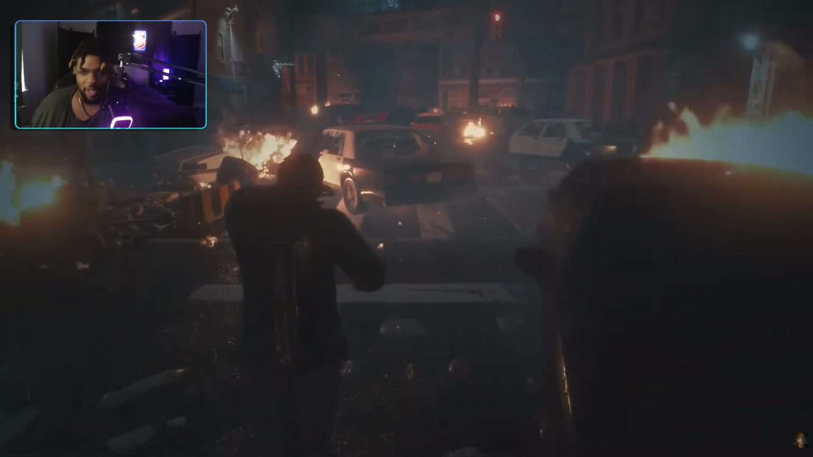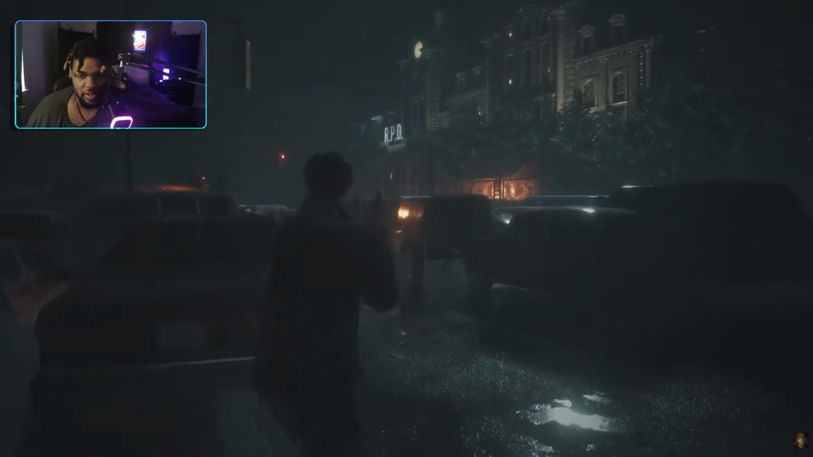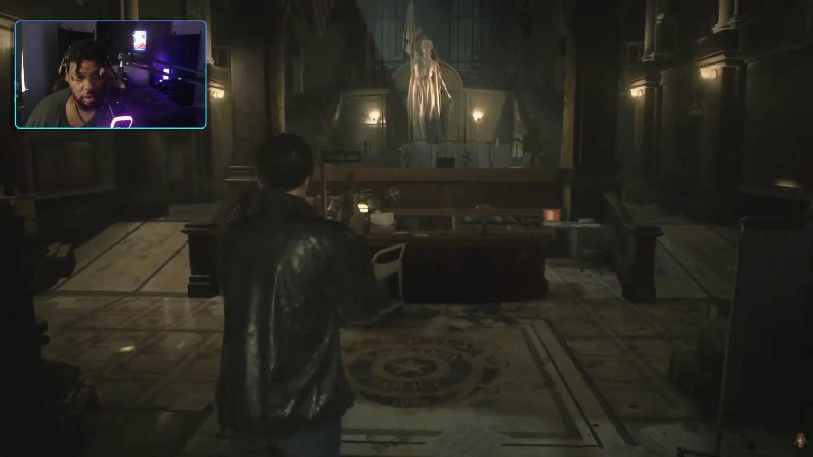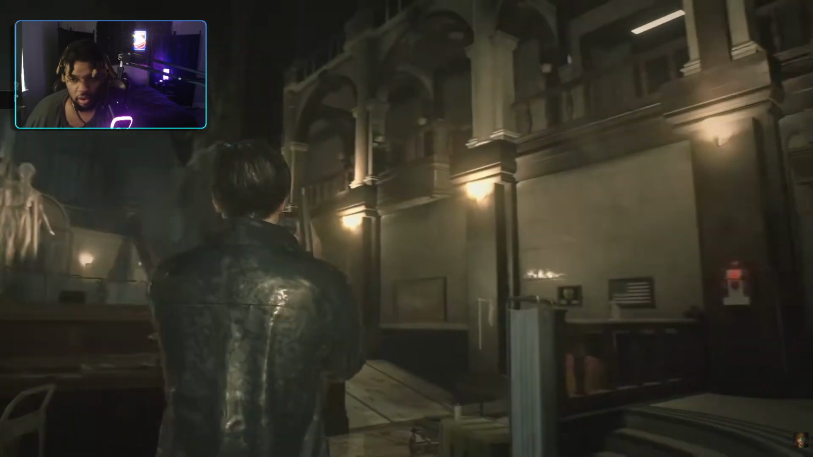Making his way down the zombie-infested streets, Leon comes to the RPD. Its neon-lit sign a welcome sight for anyone seeking refuge. But on entering, it's not such a welcoming place. There doesn't seem to be one single survivor here.